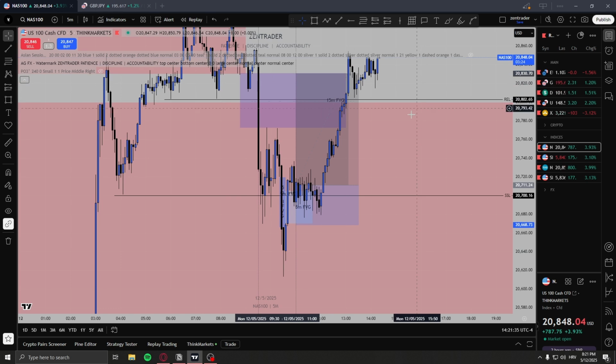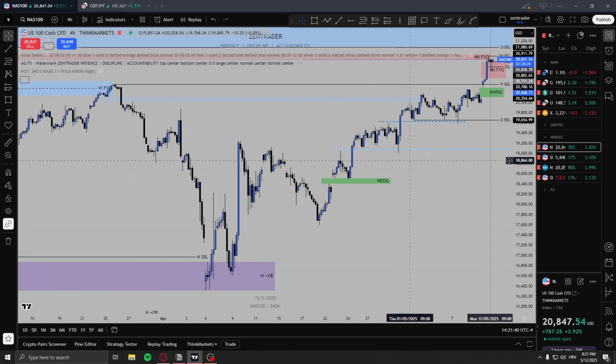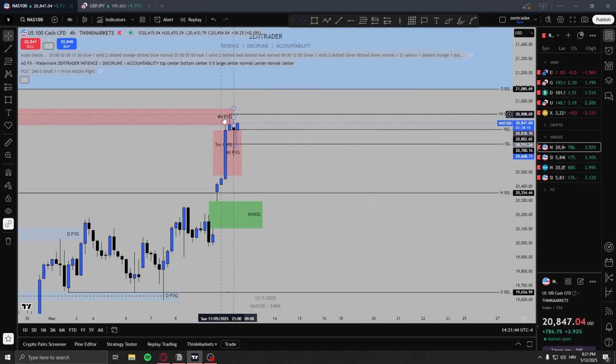So what I was looking at is I wanted to see price push down into this 4-hour fair value gap in order to get a reaction to the upside to close out this 4-hour fair value gap that it reacted off of to the downside.